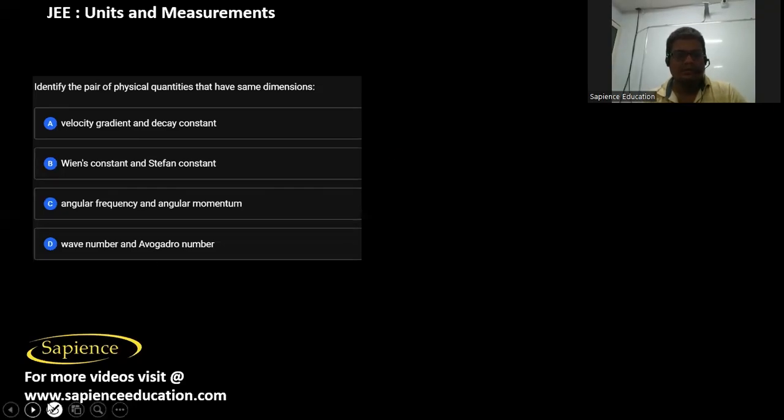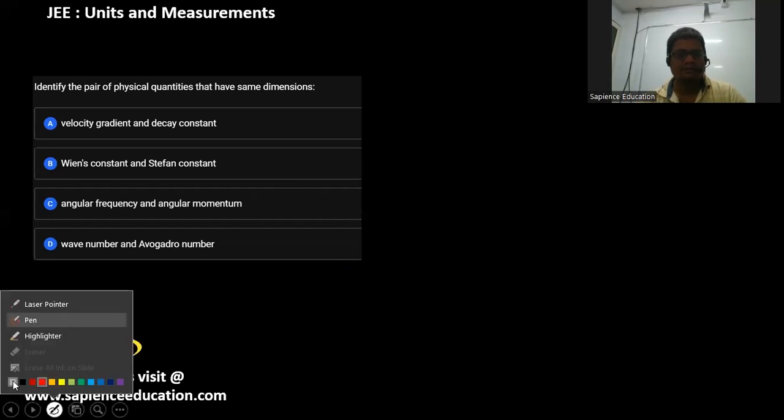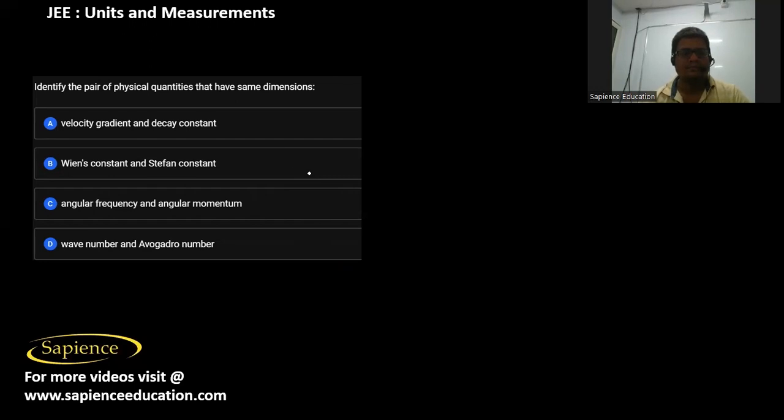So here it is told: identify the pair of physical quantities that have same dimensions: velocity gradient and decay constant.